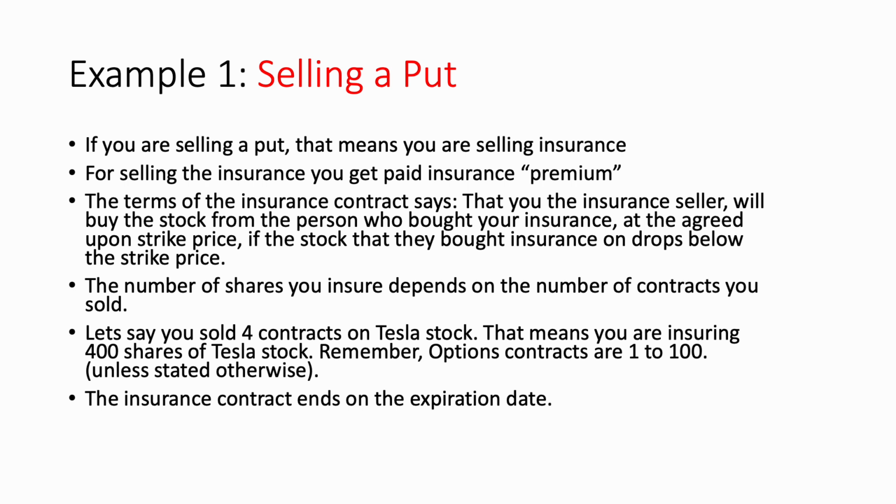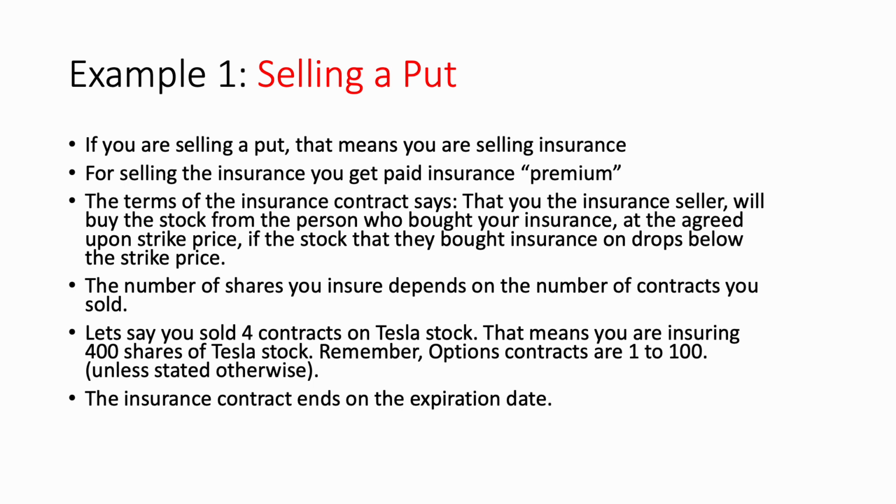Okay, so for selling the insurance, you get paid insurance premium. If you're buying insurance, you got to pay insurance premium. Just think of it like car insurance. So the terms of the insurance contract says that you, the insurance seller, will buy the stock from the person who bought your insurance at the agreed upon strike price if the stock they bought insurance for drops below the strike price. This is what put options are.